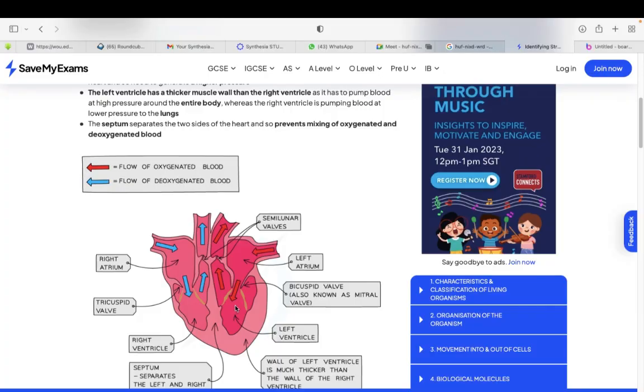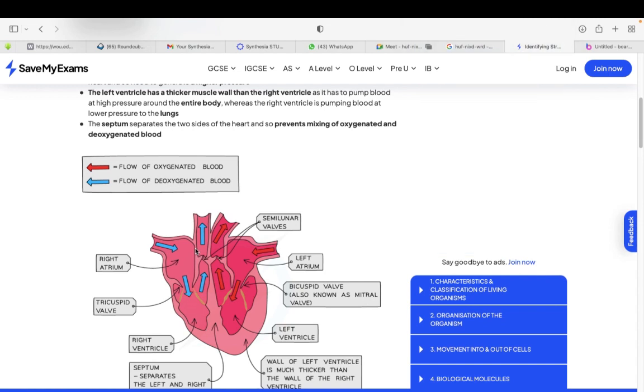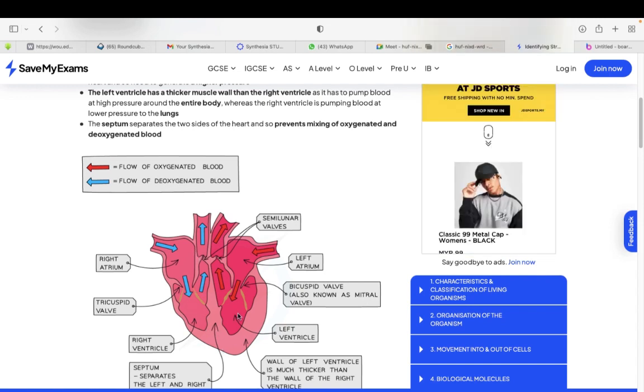So the walls of the left ventricle automatically need to be thicker than those of the right ventricle, because the right ventricle only pumps blood to the lungs for gaseous exchange and brings the oxygenated blood back to the heart. So you can see it's just a singular function. But the left ventricle has to pump blood to the rest of the body cells, to the rest of our body. So the walls need to be thicker. I guess that is understood. Now let's move on to the other part.